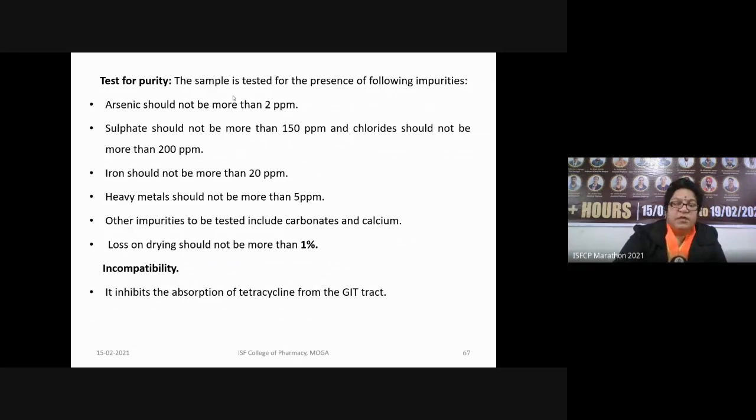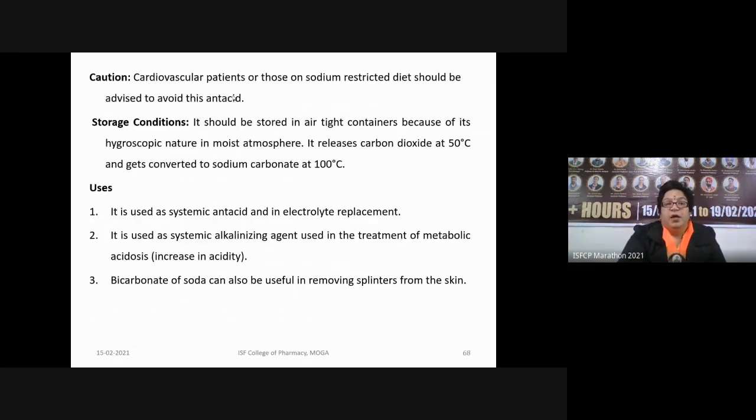Coming to incompatibility, it inhibits the absorption of tetracycline from the GIT. What are the cautions? CVS, that is cardiovascular patients, or those on a sodium restricted diet should be advised to avoid this antacid because sodium ion will be increased. Then storage conditions. It should be stored in an airtight container because of its hygroscopic property in the moist atmosphere, and it releases carbon dioxide at 50 degrees centigrade and gets converted to sodium carbonate at 100 degrees centigrade.